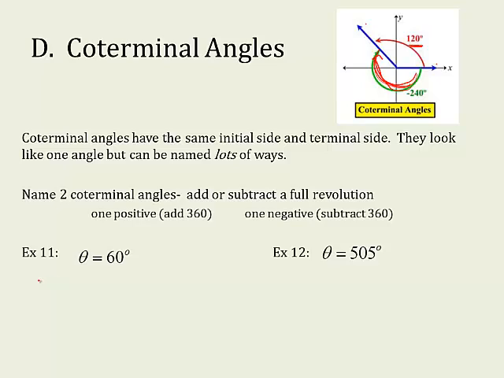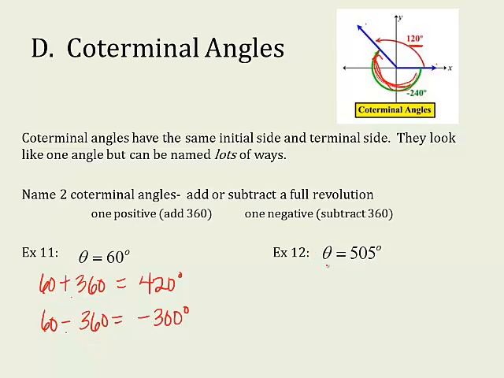So look at example 11. 60 plus a full revolution, 360, gives me 420 degrees. That's adding a full revolution, and subtracting 360 would give me negative 300 degrees. All 3 of these angles would look exactly the same, with the same initial and terminal side, but the arrow around it would tell us what exact degree it was by how many revolutions were depicted. All I did was add 360 and subtract 360.